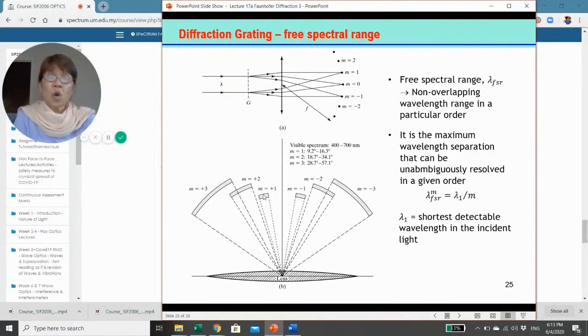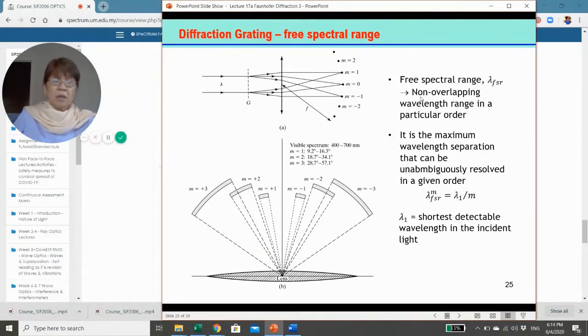So the first order, the spreading will be short. As you go to higher order, the spreading of the component colors become wider and then wider. And you find that as it goes to high order, as it spreads wider, it can overlap with the previous order.